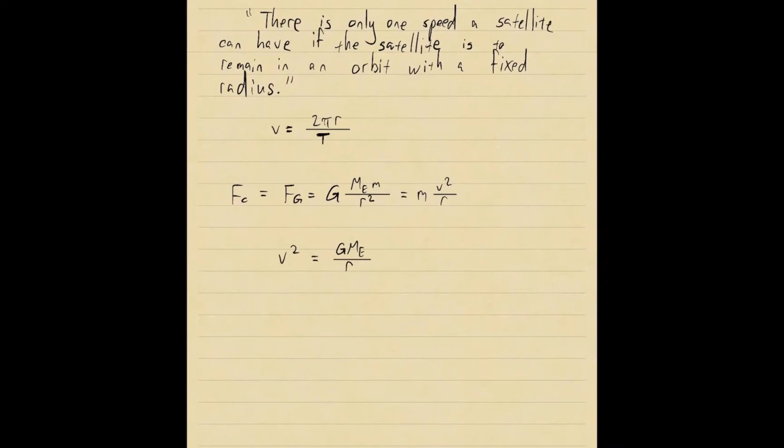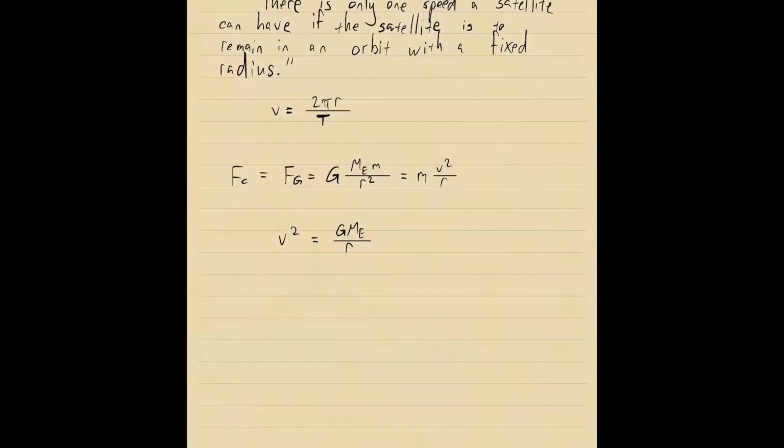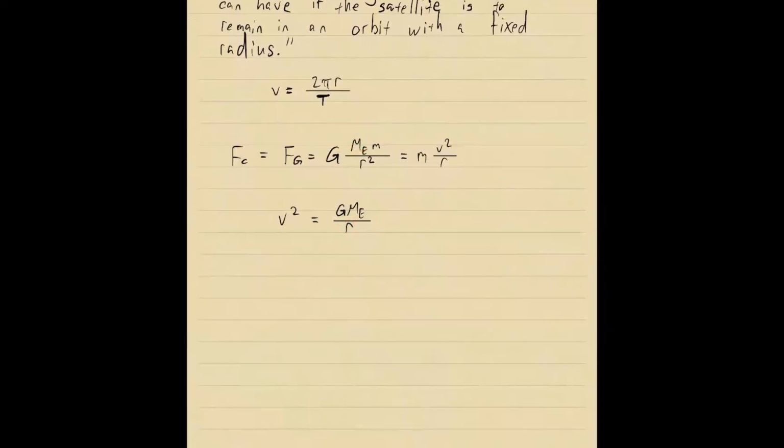So again, this is a very Earth-centric definition. If instead we were talking about some other planet or some star, then this larger mass M here would be the mass of whatever that object is. If we're talking about things orbiting the sun, then this mass would be the mass of the sun, and r would be the distance between the object orbiting the sun and the center of the sun. So taking the square root of both sides, we see that this unique speed is given by the square root of GM over r.